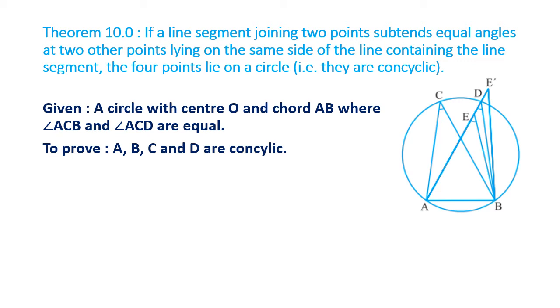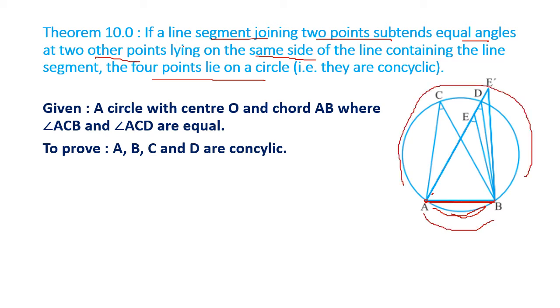Now, there is one more theorem. This line segment AB, you can call it line segment AB, chord AB or arc AB, whatever. If the line segment joining two points, so these points are A and B, subtends equal angles at the other 2 points lying on the same side of the line, then the 4 points lie on the circle. So you can see this line AB has got 2 sides of a circle. This is one side and this is another side.